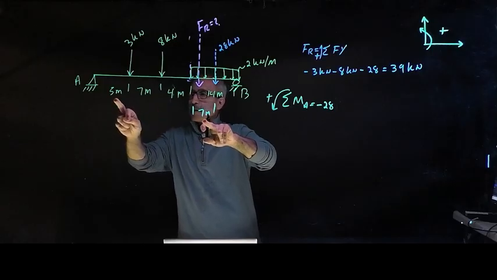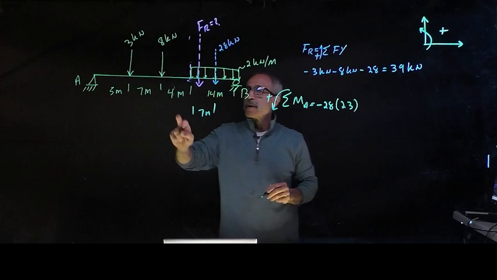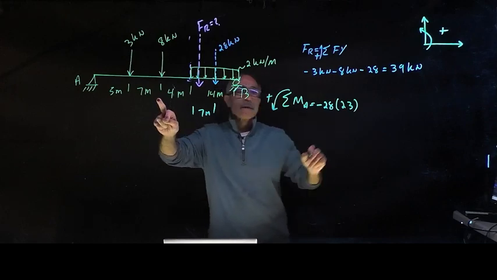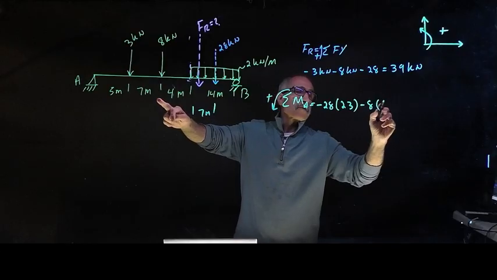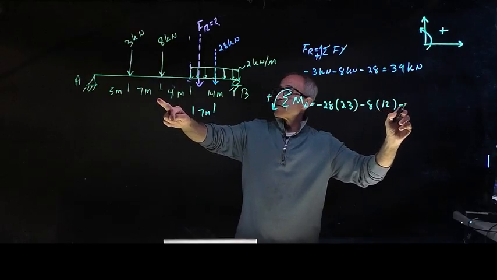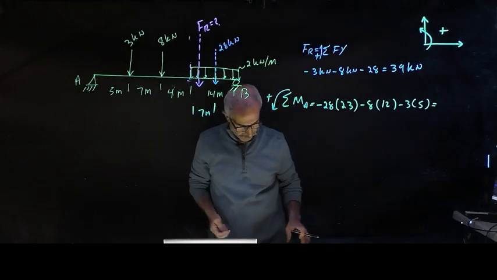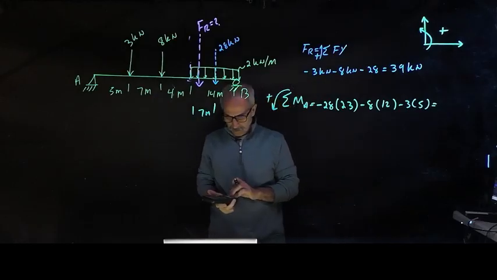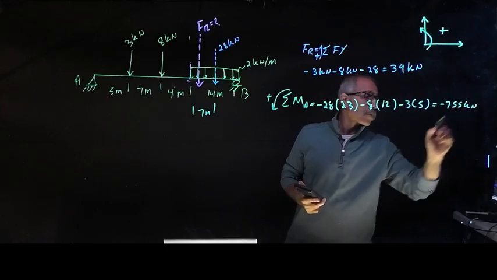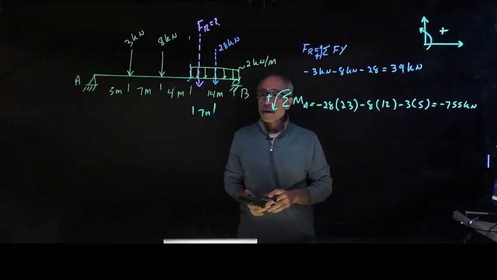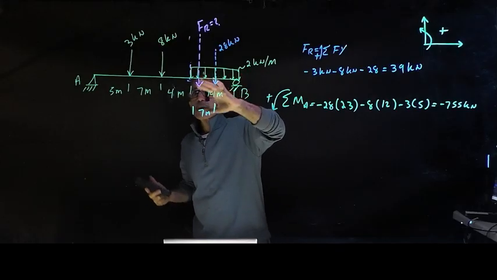18, 23 times 23. The next one is going to be right here, minus 8 times 12, minus 3 times 5, equal. Okay, minus 755 kilonewton meter. That's the moment about point A based on applied load.